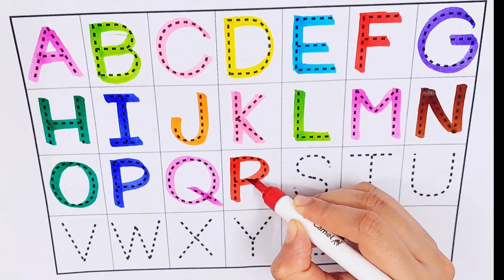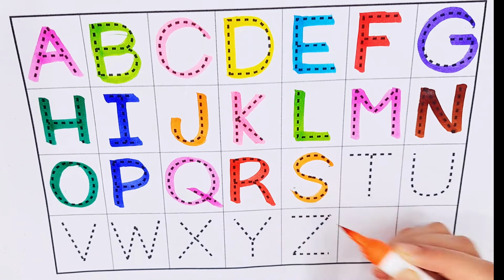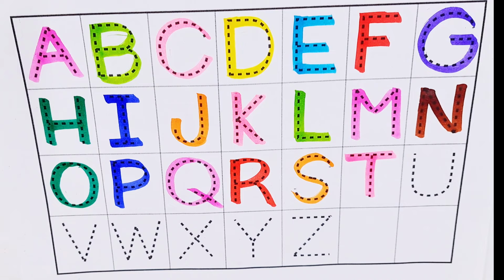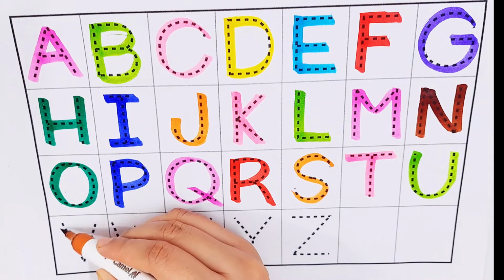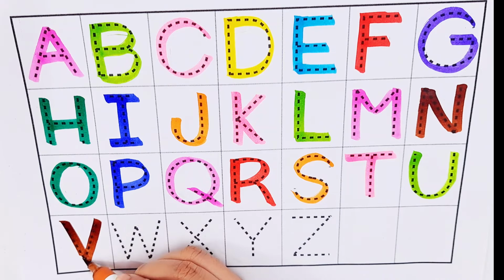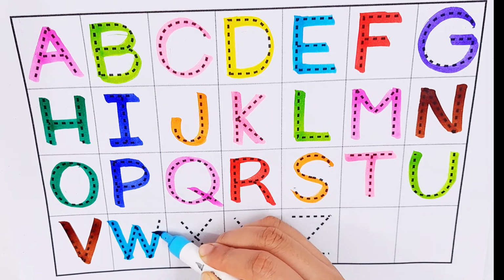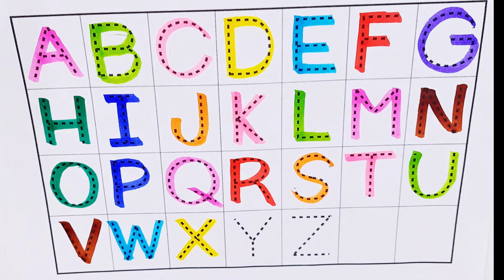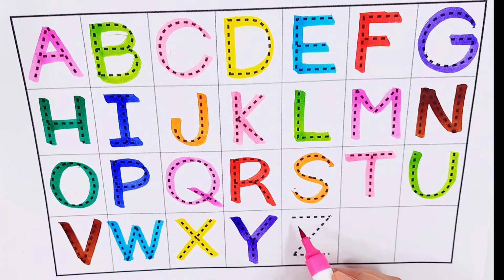R for ring. S for star. T for train. U for universe. V for vanilla. W for water. X for x-ray. Y for yak. Z for zipper.